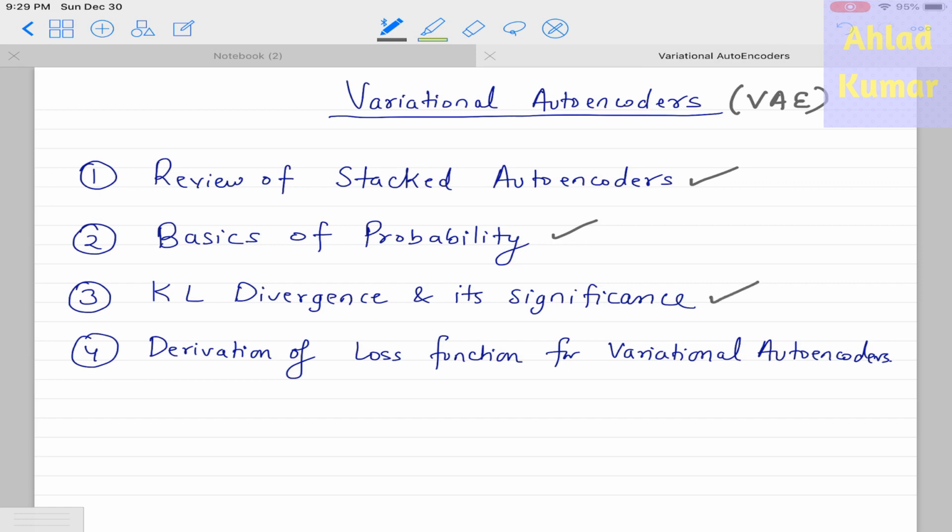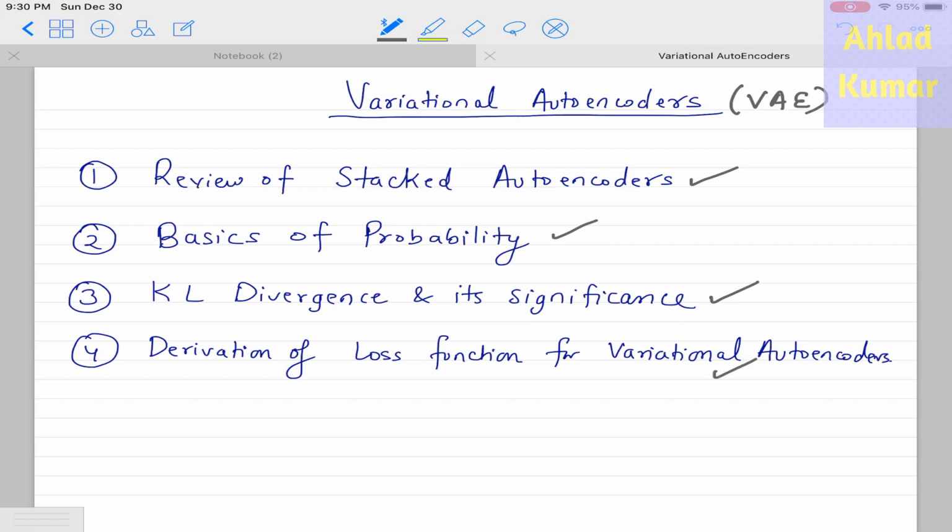Third, we will discuss KL divergence and its significance. As you will come to know later, KL divergence is one of the important concepts that has to be discussed. So I will go into detail on the KL divergence derivation, and we will see what it actually is and what role it plays in variational autoencoders.